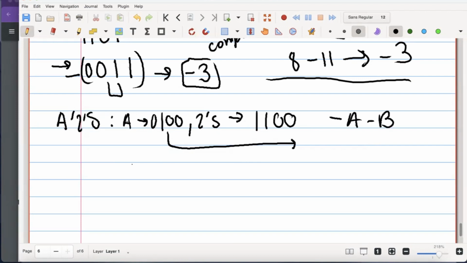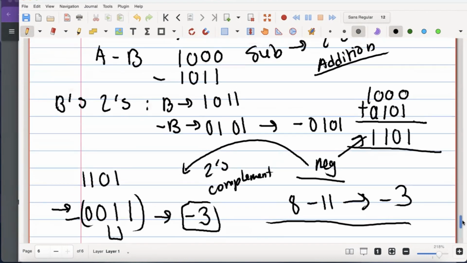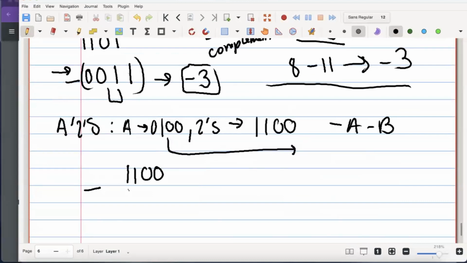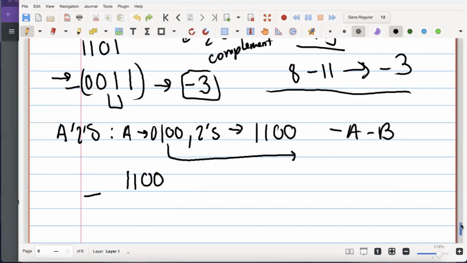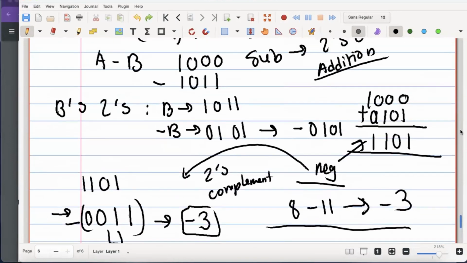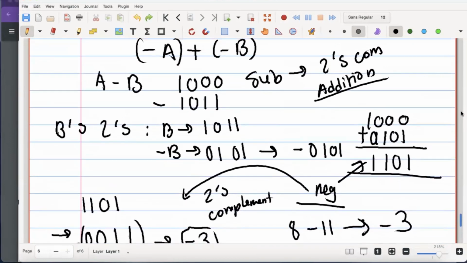So we take the negative A, and we have minus negative B. Where is B? B is 0, 1, 0, 1. But that's a 2's complement. What is A in general? A in general is, or B in general, sorry. It's 1, 0, 1, 1.